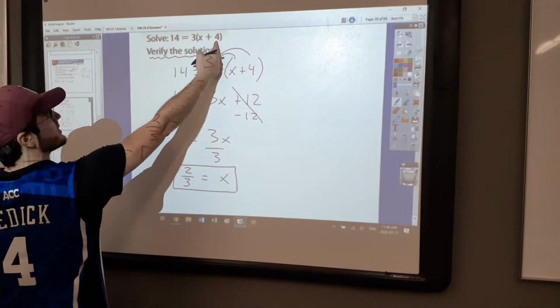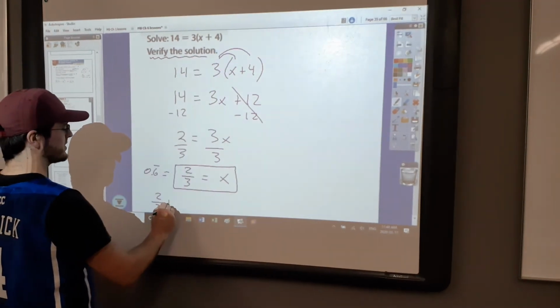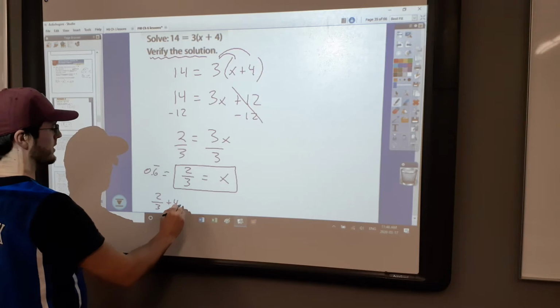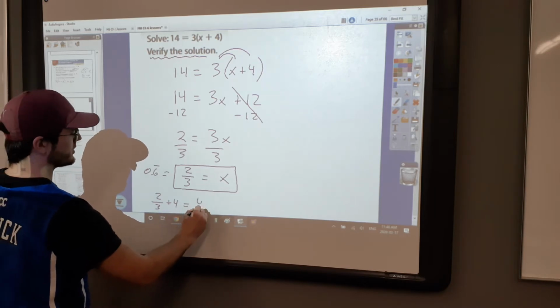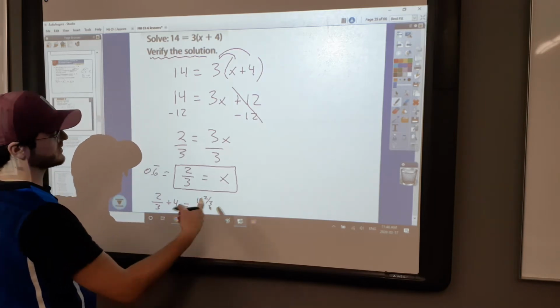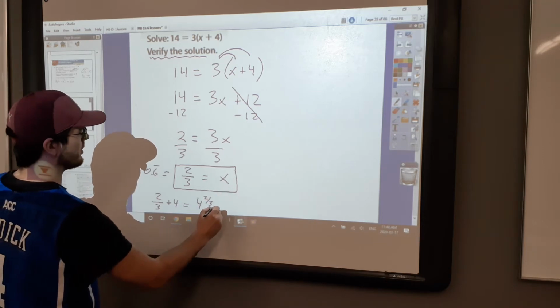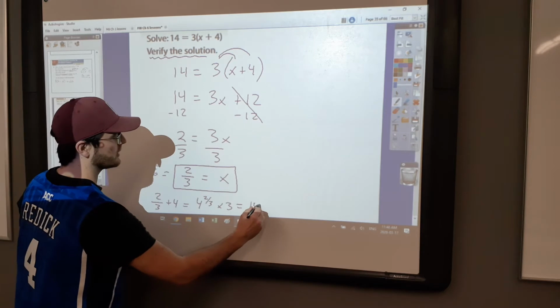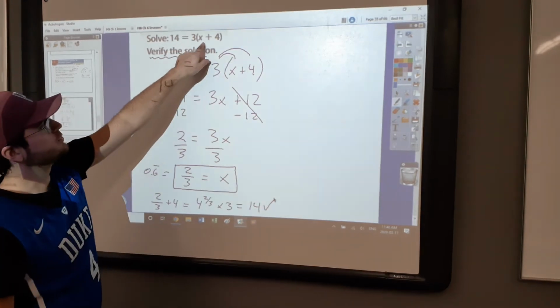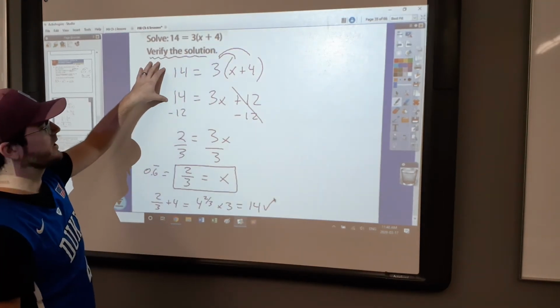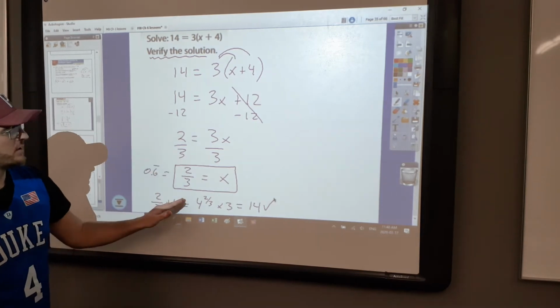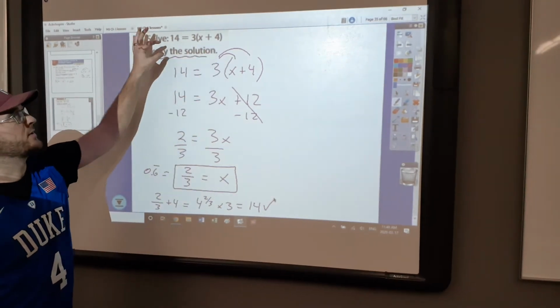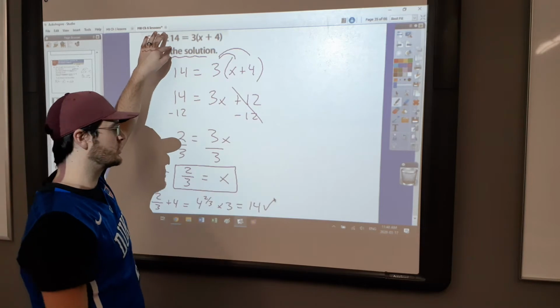If I just plug it into this and do BEDMAS, 2 over 3 plus 4, I should get 4 2/3, 4.6 repeat in other words, and then multiply that by 3, and you will find that when you plug that in your calculator, you do get 14, which you should get. So verifying just means to plug in your answer, work through it step by step, and then see if you get what they say you should get.